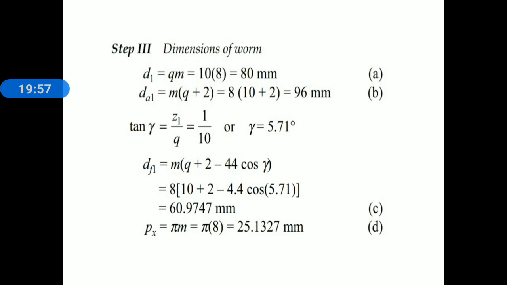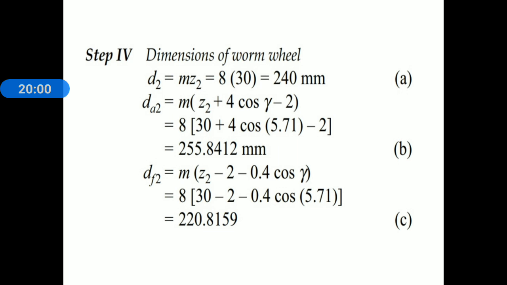And the last part, dimensions of a worm wheel. Here we know the dimensions of worm wheel, which were already discussed in the proportions of worm gear. D2 is the pitch circle diameter of a worm wheel, DA2 is the throat diameter of worm wheel, and DF2 is the root diameter of worm wheel. Now let me find one by one. Pitch circle diameter of worm wheel D2 is equal to m into Z2, 8 into 30, and we get the value of pitch circle diameter of worm wheel D2 is equal to 240 millimeter.